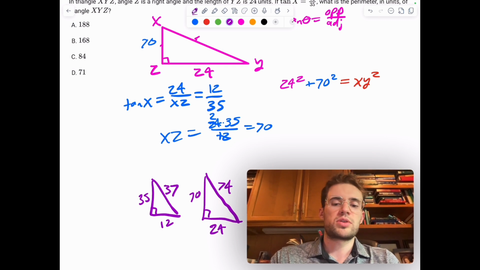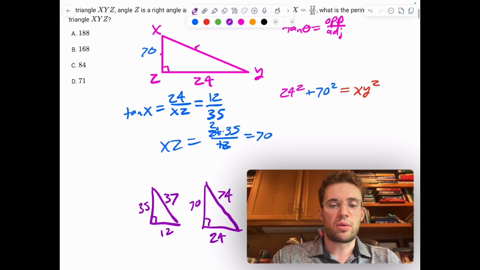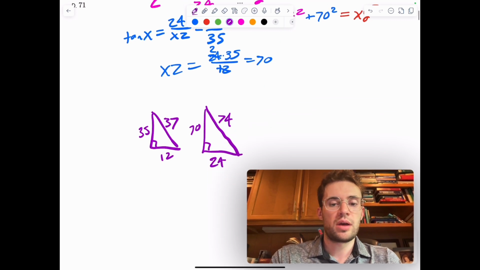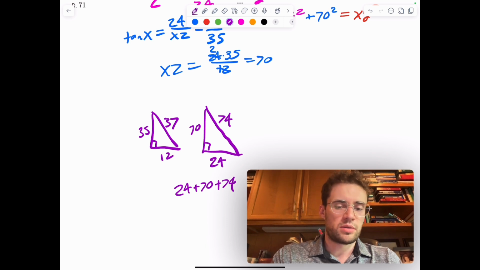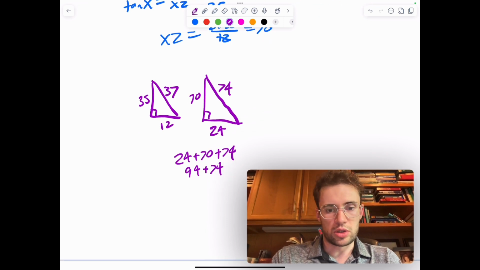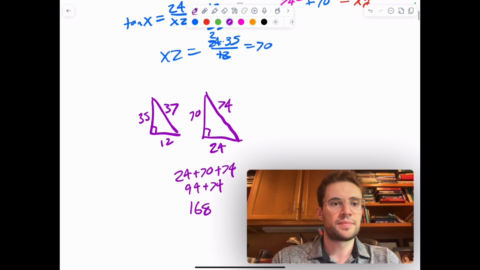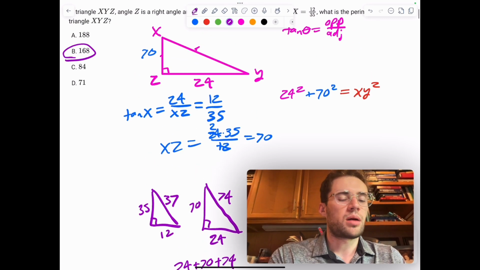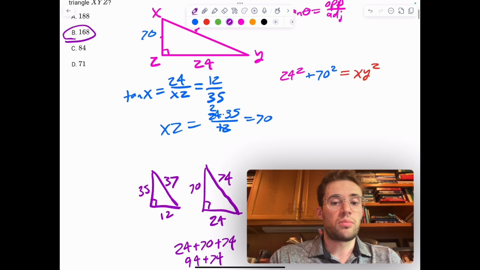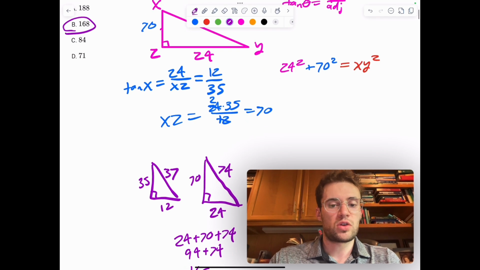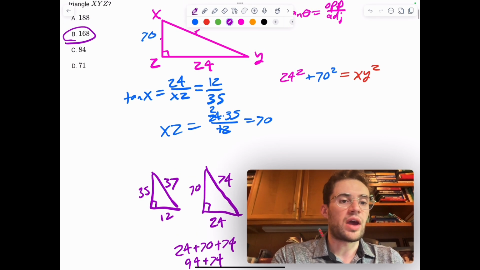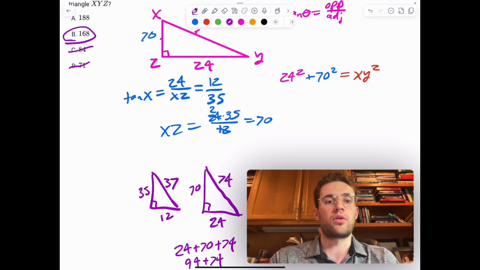All right, so before we start, the answer for this part will be 74, and then you just add those 3 up. It would be 24 plus 70 plus 74, which gives us 94 plus 74, and that will be equal to 168. All right, so 168 will be our perimeter. We could even just go based on the fact that it's 24 and 70. We already know those. If you add those, they're already bigger than 71 and 84, so we know it's between A and B.